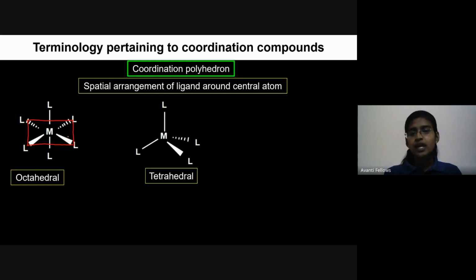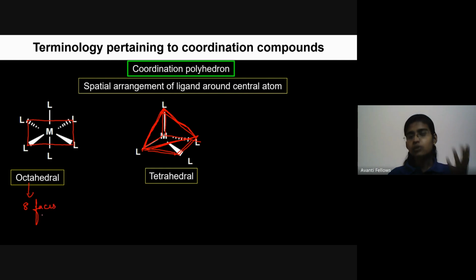And if you're having 4 ligands arranged in this manner, 4 faces will be there. So it is called tetrahedral. So you can find the 4 faces. So let me connect. This is the tetrahedral, and this is the front face. Okay, and this is the left face. This is the right face, and this is the bottom face. So there are 4 faces for tetrahedral, and here there are 8 faces for octahedral. 4 above and 4 below.